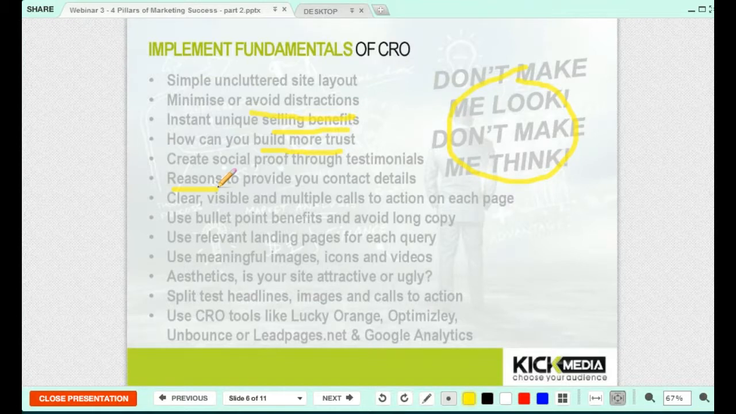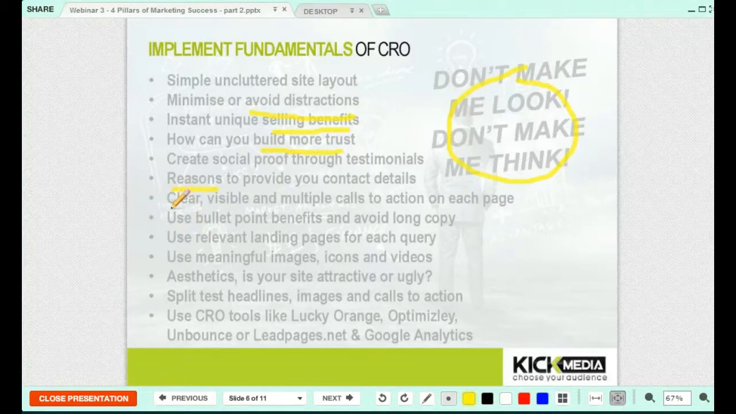A good question to ask yourself: what can I create that is a really compelling reason for someone to give me their contact details? If you can answer that question and think outside the box, you can really transform your business. Create clear, visible, and multiple calls to action on each page.